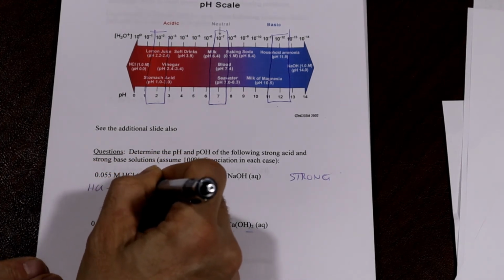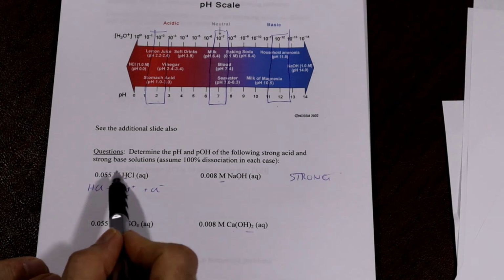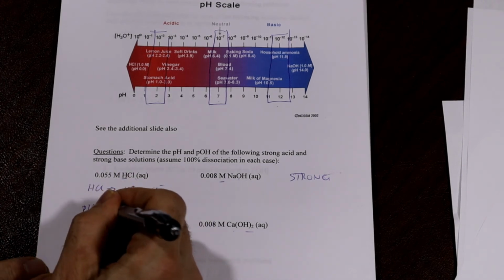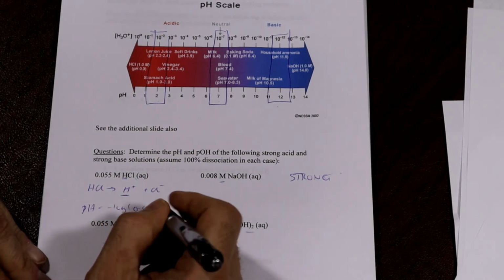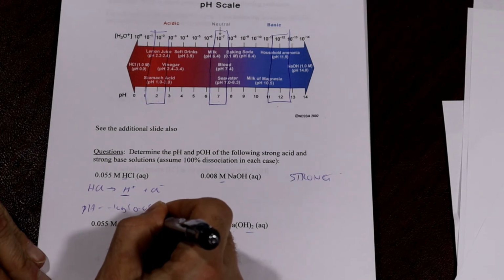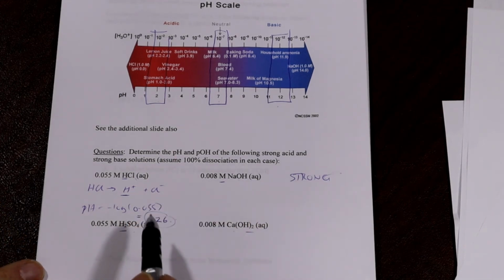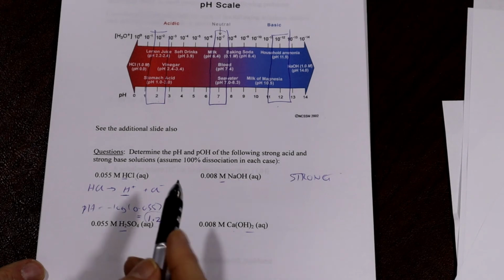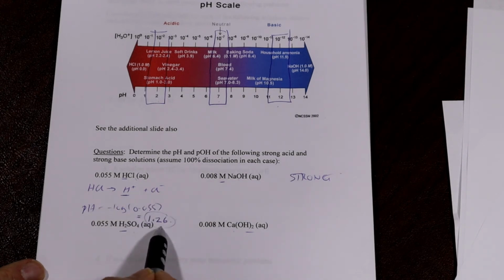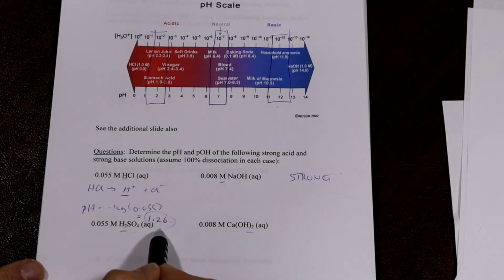HCl goes to H plus and Cl minus. For every one HCl molecule I get one H plus, so I get an equal concentration. So pH is the minus log of 0.055, which equals 1.26. I can barely read my own writing. Okay, so there we go. So the first one, nice and easy, monoprotic, same concentration of H plus as original HCl. What's the minus log of that? 1.26, which makes sense. Hey, 0.055 molar HCl has a pretty acidic pH.